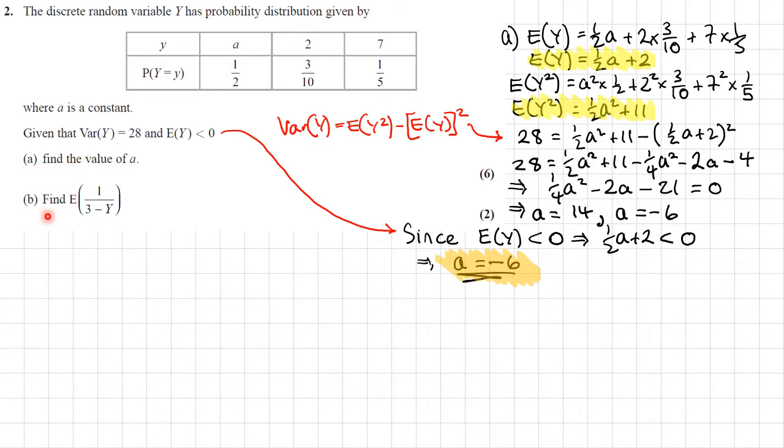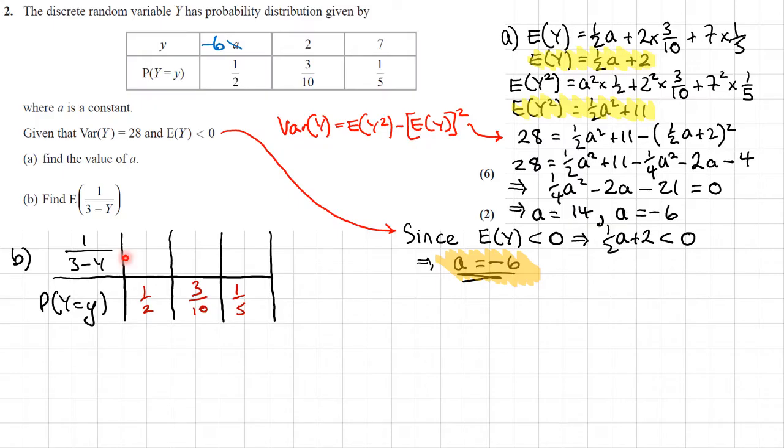Part B, find the mean of 1 over 3 minus y. So what I'm going to do is just create a little new table here which I can use to work out the mean of 1 over 3 minus y. Now I know the value of a is -6, so I'll put this in here. So basically I'm just going to do 1 over 3 minus each of these values. So if I start with the first one, it'll be 1 over 3 minus -6, so that'll be 1 over 9. Let's put that in.